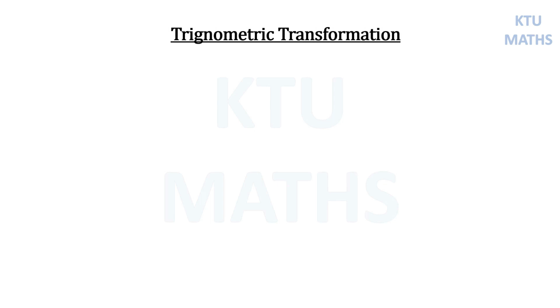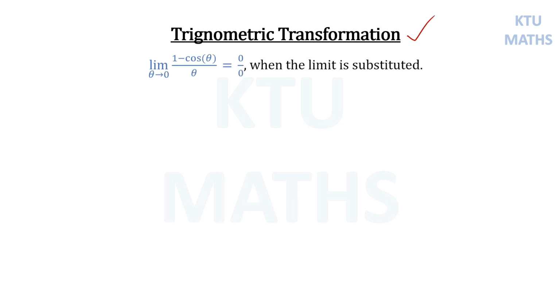Okay, the next method is trigonometric transformation, and it can be used for trigonometric functions. Let us look at a question. 1 minus cos theta by theta, and we have to substitute theta equal to 0 here. By substituting it, we will get an indeterminate form. Now I will show you how this problem can be solved by L'Hopital's rule.